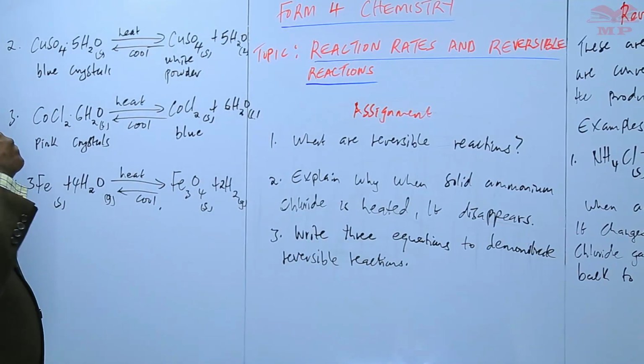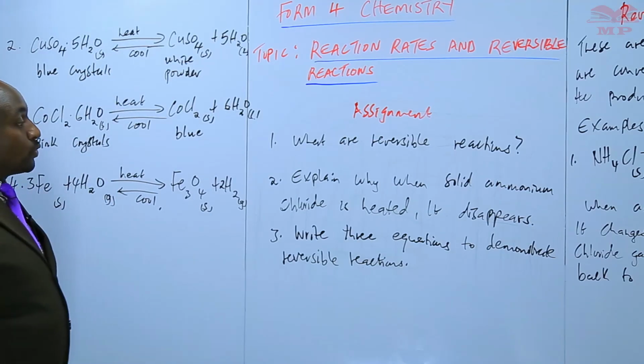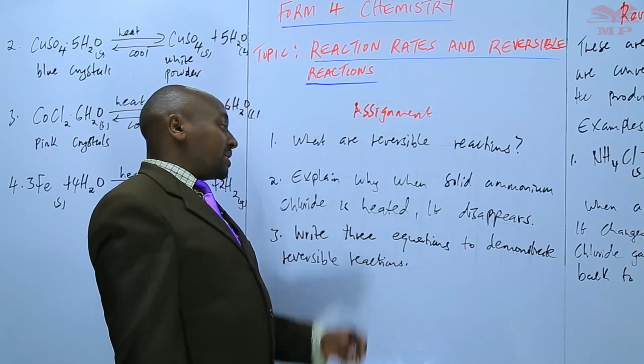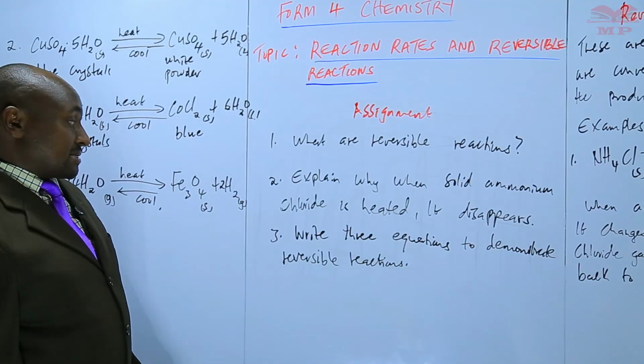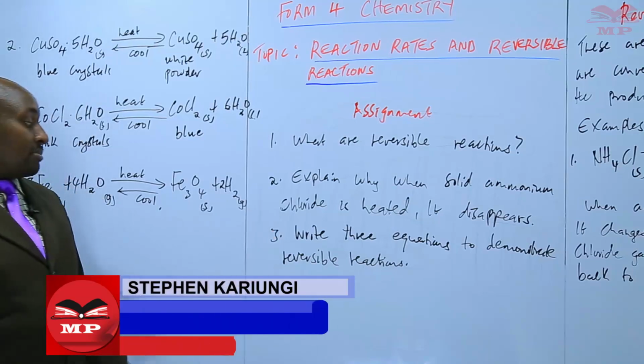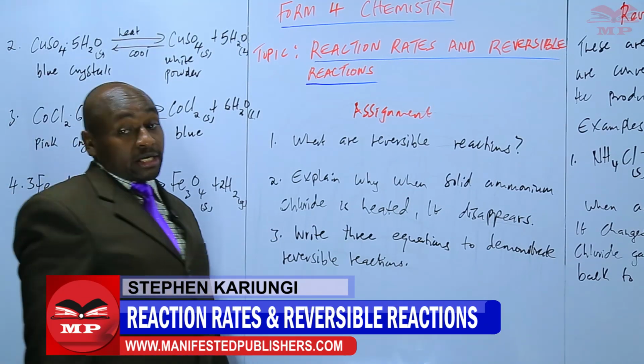So the first question, what are reversible reactions? Number 2, explain why when solid ammonium chloride is heated, it disappears. Of course, it doesn't leave any residue. And number 3, write 3 equations to demonstrate reversible reactions.